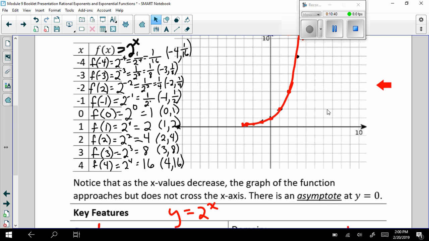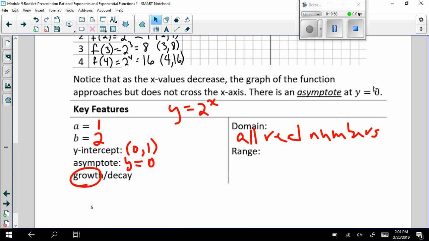My range, on the other hand, I come down, but I never cross the x-axis. So all of my y values are bigger than 0. So my range is going to be y is greater than 0, not or equal to 0. I can't be equal to 0. I can't be negative.